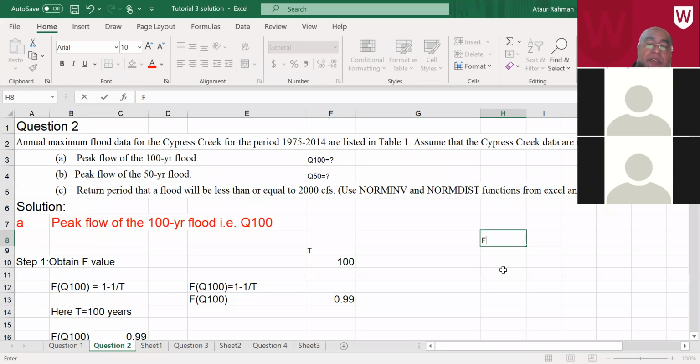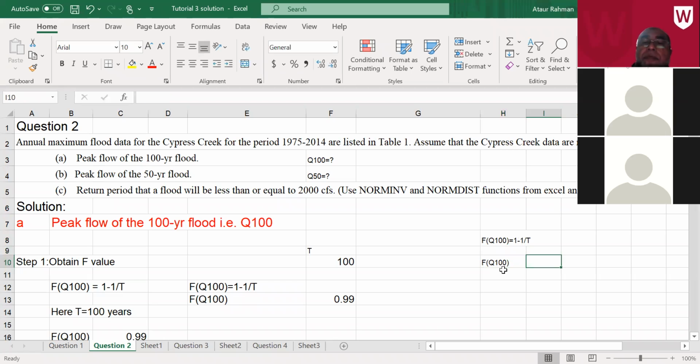So F for Q100. So F is defined by 1 minus 1 over T. So F for Q100 is basically 1 minus 1 over 100. So our F is 0.99.